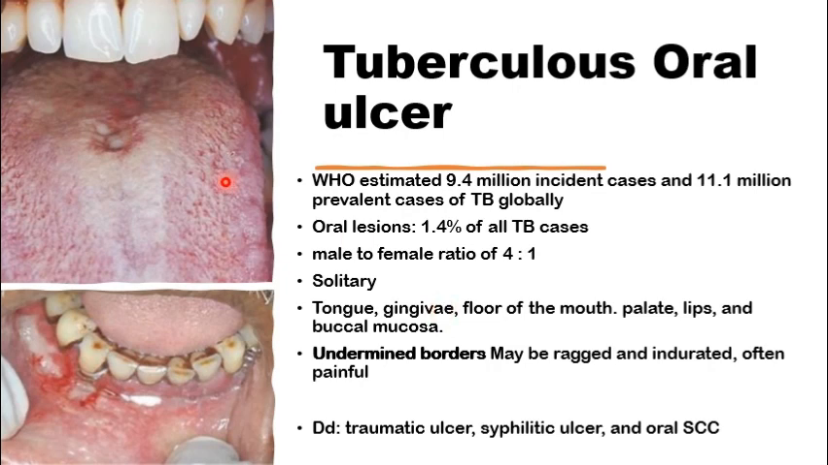The characteristic feature is this: the rolled, undermined border. This undermined border may be ragged and is often painful. The differential diagnoses include things like traumatic ulcer, syphilitic ulcer, or squamous cell carcinoma ulcer. All are solitary chronic oral ulcers.